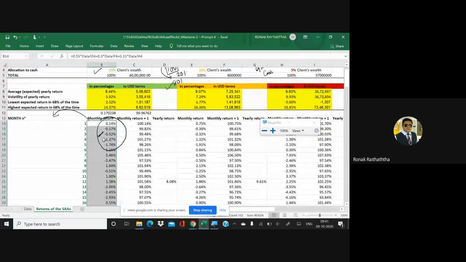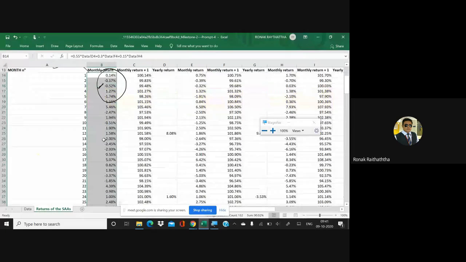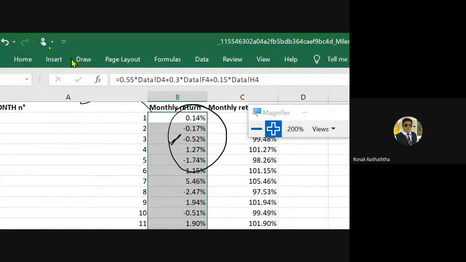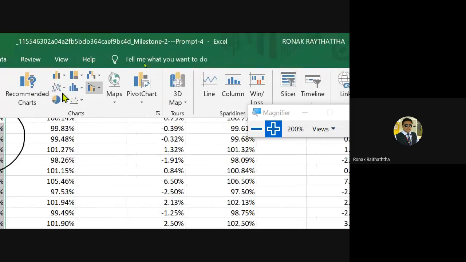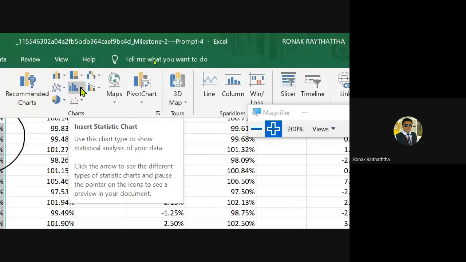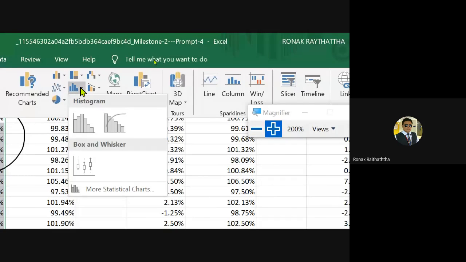Once the monthly returns are selected, is everyone there with me? I'm selecting for the first one as of now. Then I need to go to the insert tab, and in the insert tab everyone should be able to see this histogram.